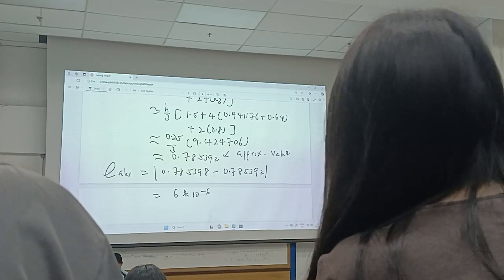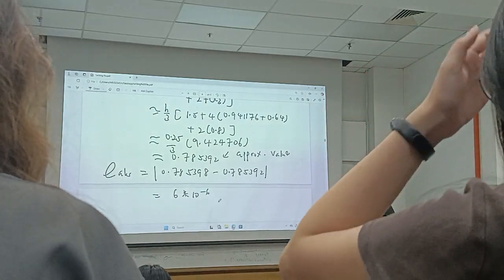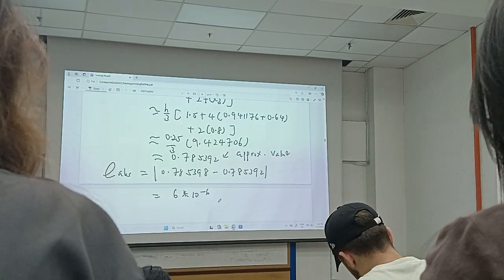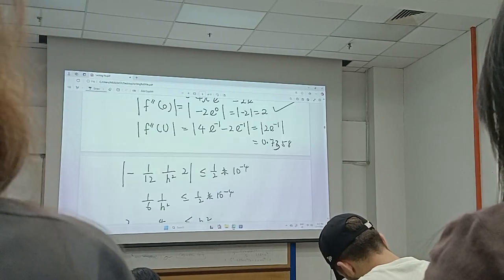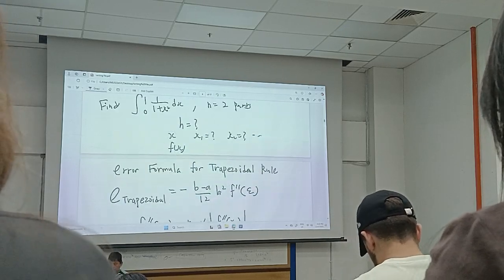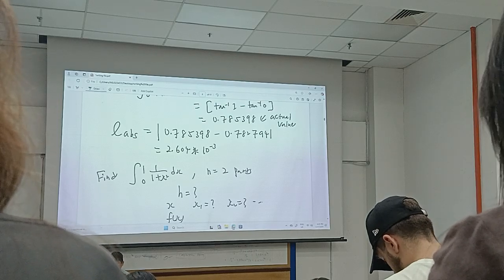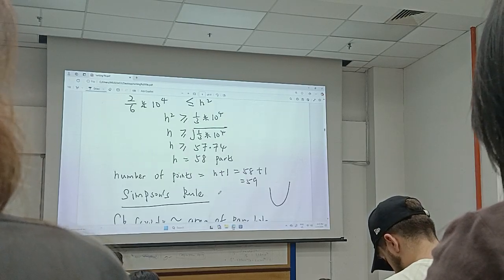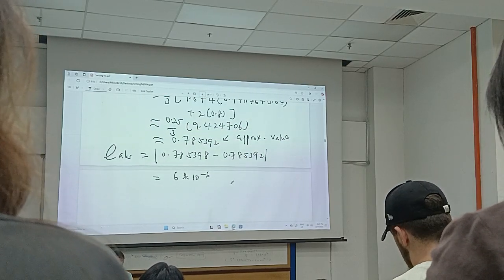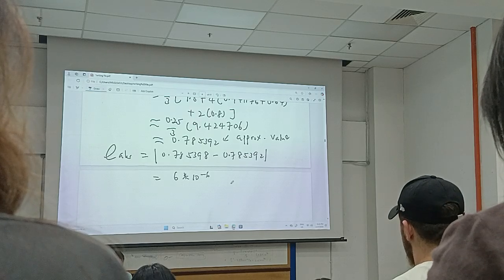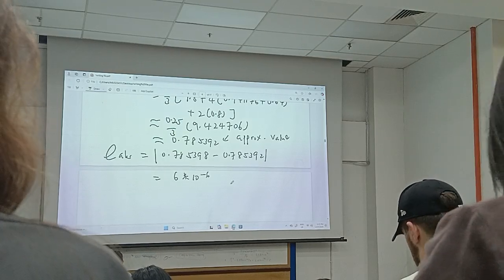Okay, so this is for Simpson. Just now, trapezoidal rule. What is the error? This is the error, right? 10 power negative 3. Now it's 10 power negative 6, right? Which one is more accurate? Simpson, right? Simpson is more complicated. You can see that. It's more accurate.